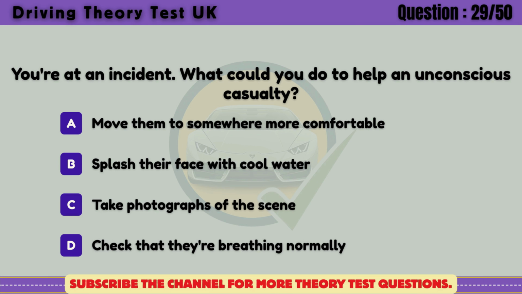Question 29. You're at an incident. What could you do to help an unconscious casualty? Option A. Move them to somewhere more comfortable. B. Splash their face with cool water. C. Take photographs of the scene. D. Check that they're breathing normally.